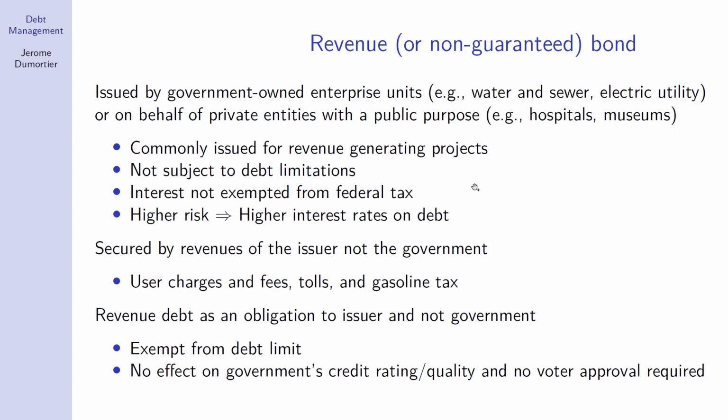Revenue bonds are not subject to debt limitations, and the interest payments are not exempt from federal taxes. Because revenue bonds are exposed to a higher risk, as it's basically the revenue generated from the project, the interest payments on those bonds are also higher. The only collateral for revenue bonds is the revenue generated by the project.